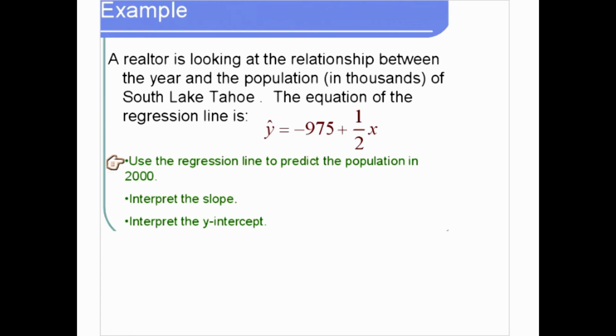Okay, so the first question is use the regression line to predict the population that happened in the year 2000. And let's see if you could do that. You may need your calculator. You may be able to do it in your head or by hand. And I'll type out the answer, but not show it to you until you give it to me.